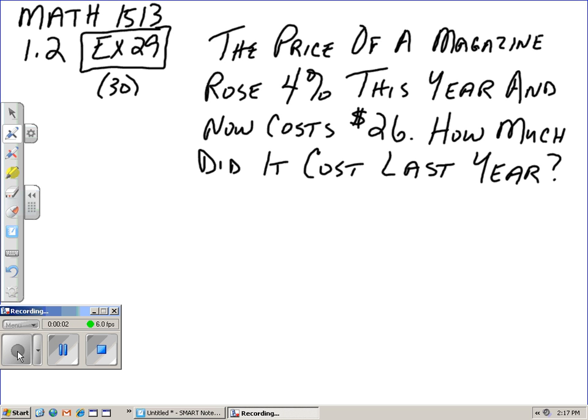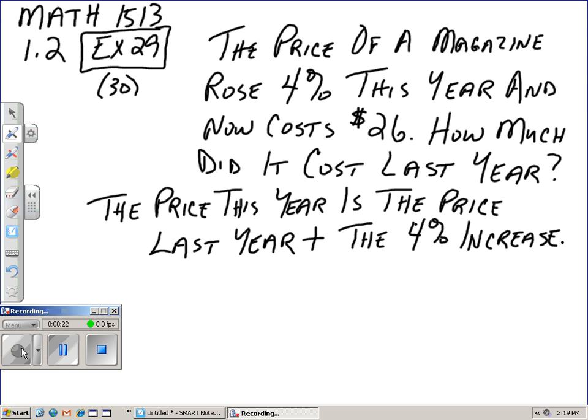All right, this is Math 1513, Northern Oklahoma College, 1.2, Chapter 1, Section 2. This is an exercise for your homework problem number 29. It's actually number 30 in your book. It's a word problem. The price of a magazine rose 4% this year and now costs 26 bucks. I'm paraphrasing. How much did it cost last year?